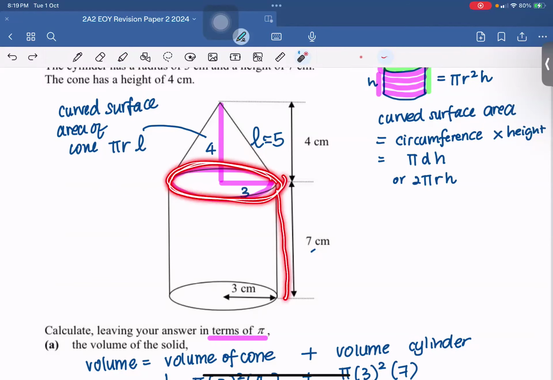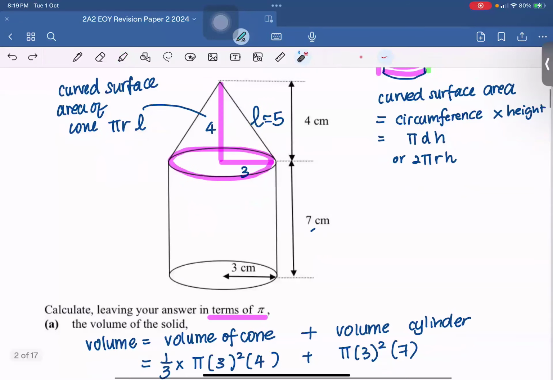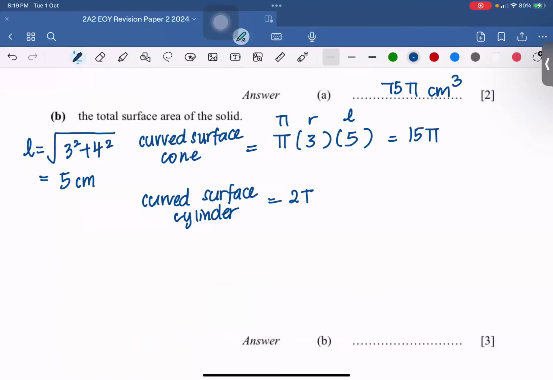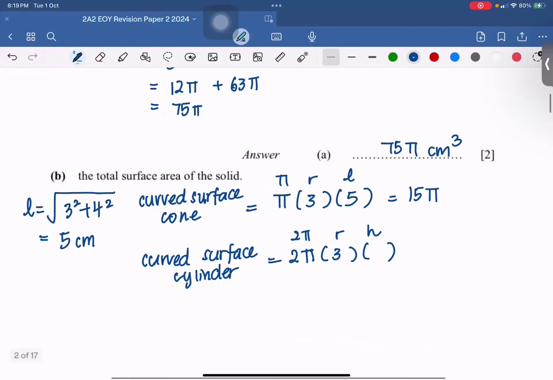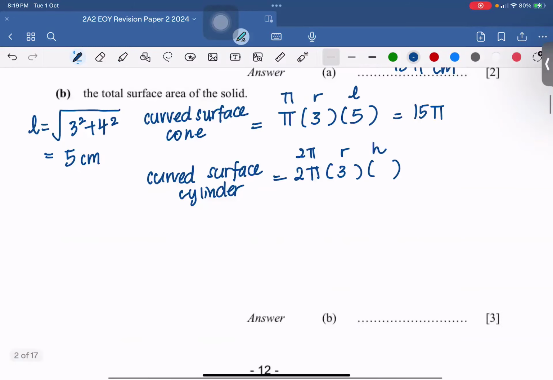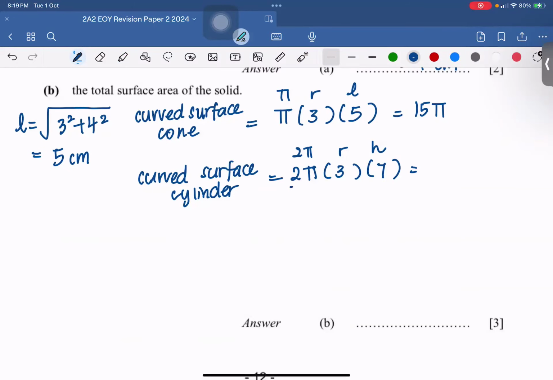Wow, so smart. Circumference. So 2 pi r times the height. In this case, this is your 2 pi r times your height. The radius is still 3, but the height of the cylinder is 7. So put 7. Then we multiply the numbers 2, 3, and 7 together. 6 times 7 is 42. 42 pi.